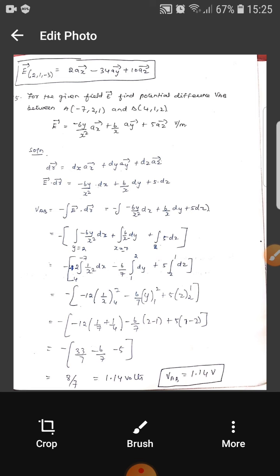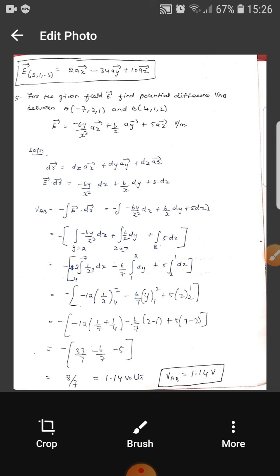For finding E vector dot dr vector, we have to know what dr vector is. Dr vector is equal to dx ax plus dy ay plus dz az. So E dot dr vector is equal to minus 6y by x square dx plus 6 by x dy plus 5 dz. Next, the potential difference between the 2 points is equal to minus integral of E dot dr vector. That is equal to minus integral of minus 6y by x square dx plus 6 by x dy plus 5 dz. So we have to substitute the values.